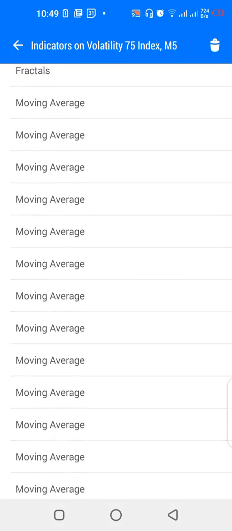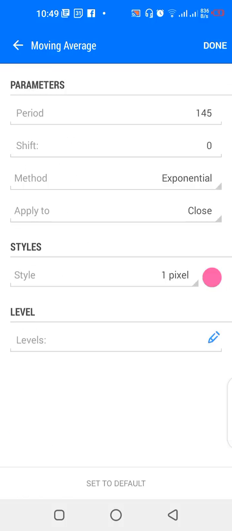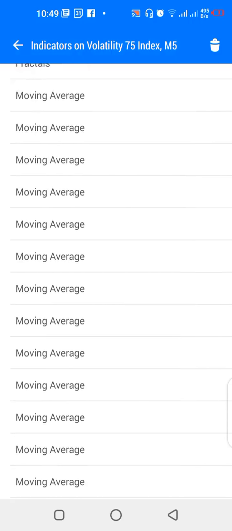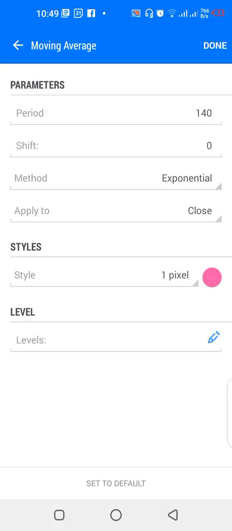Now the 11th one will take me to another color. The 11th is 145 EMA, and the color is also pink. The 12th one is 140, which is also pink, and then we will have 135, 130, then 125.